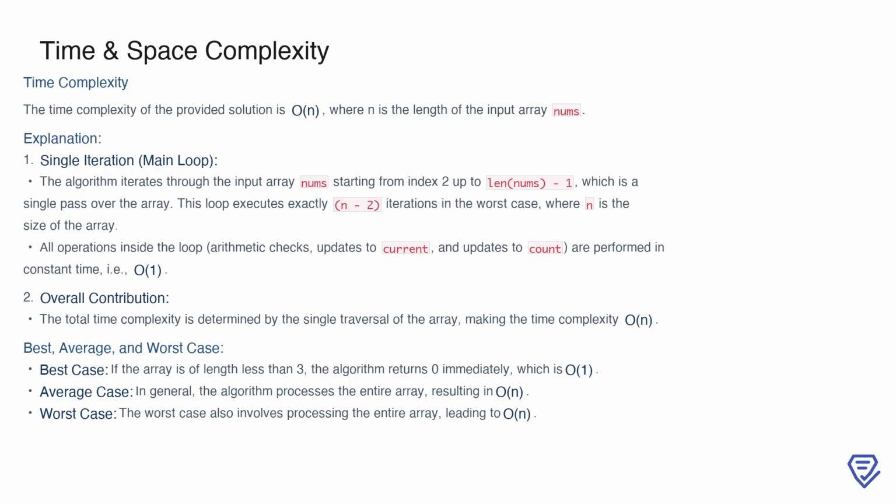In terms of best, average, and worst cases, the algorithm performs differently based on the input size. If the array has fewer than 3 elements, the algorithm immediately returns 0, which is O(1). For typical cases, where the entire array is processed, the complexity remains O(n). Even in the worst-case scenario, the algorithm continues to maintain an O(n) complexity since the entire array is traversed linearly.